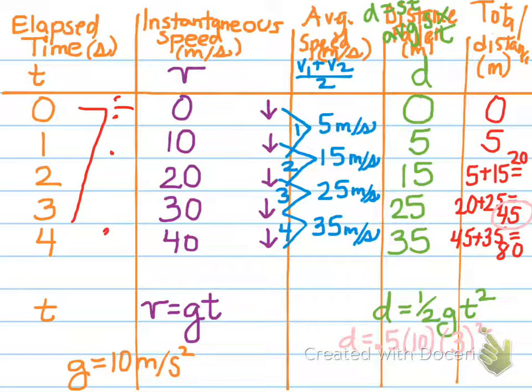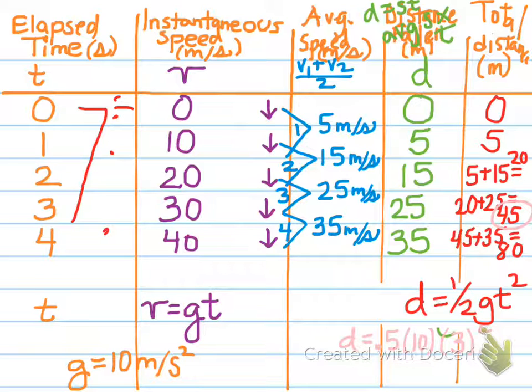So I probably should go ahead and be consistent with this. Oops. I should write this in red because this is my total distance: 1/2 g t squared.